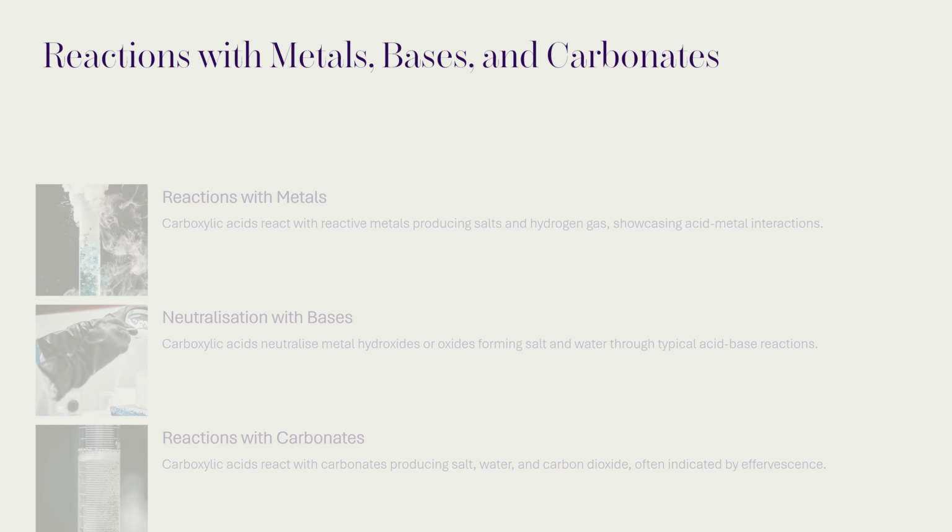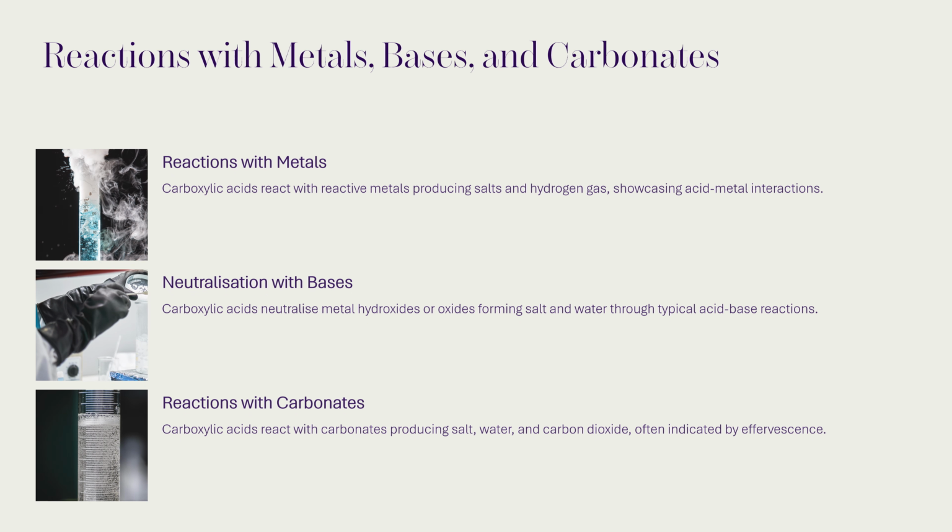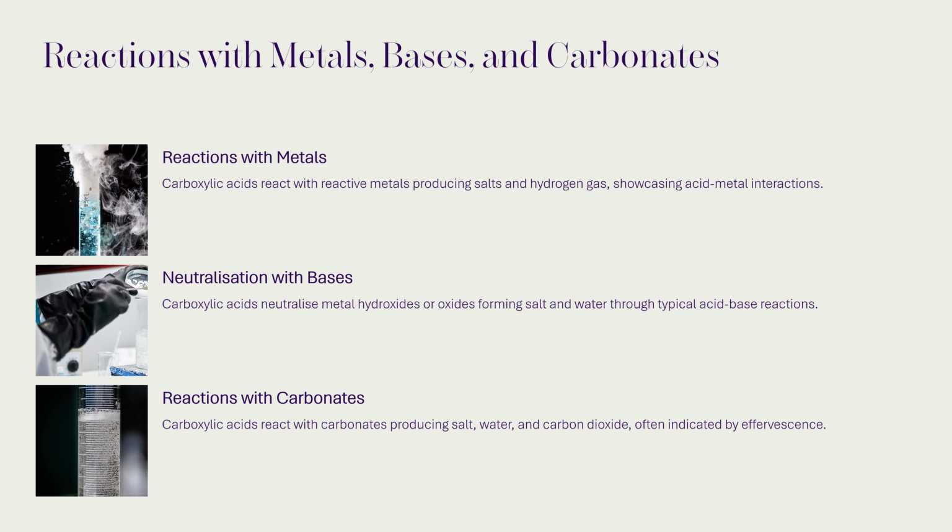Carboxylic acids show typical acidic behavior in their reactions with metals, metal oxides, metal hydroxides, and metal carbonates. When reacting with a reactive metal such as magnesium, a carboxylic acid forms a salt and hydrogen gas. For example, ethanoic acid reacts with magnesium to produce magnesium ethanoate and hydrogen. With metal hydroxides or oxides, neutralization occurs, forming a salt and water. Reactions with carbonates or hydrogen carbonates produce a salt, water, and carbon dioxide, which can be identified using limewater.